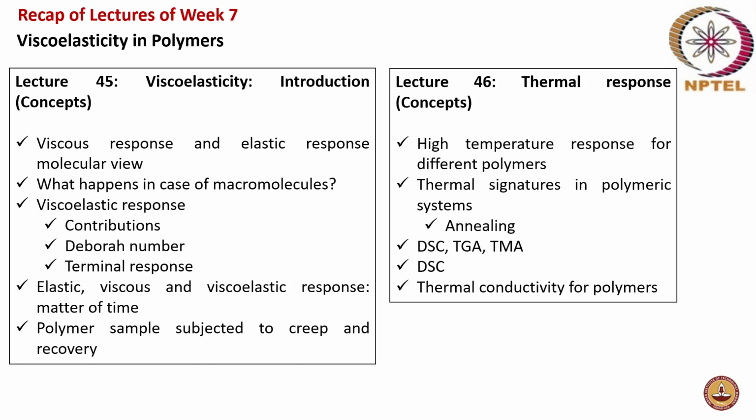Then lecture 46 was on thermal response, again high temperature response for different polymers. What are the thermal signatures in case of a polymeric system? Here annealing was explained in a little detail, and then different instruments for measuring the thermal response, for example differential scanning calorimetry, thermogravimetric analysis, and TMA, were all given an overview. And then the DSC curve, heat flow versus time, was given, right?